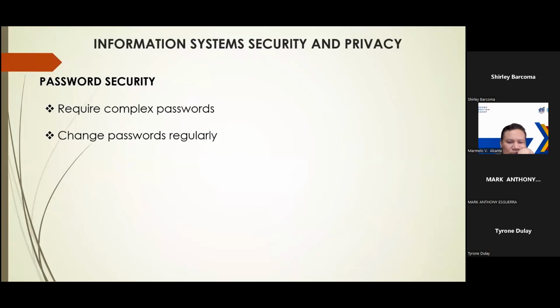Next is changing passwords regularly. It is essential that users change their passwords on a regular basis. Users should change their password every 60 to 90 days, ensuring that any password that may have been stolen or guessed will not be able to be used against the owner. Next, for password security, is to train employees not to give out their passwords.